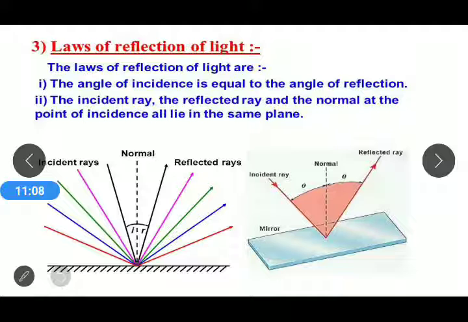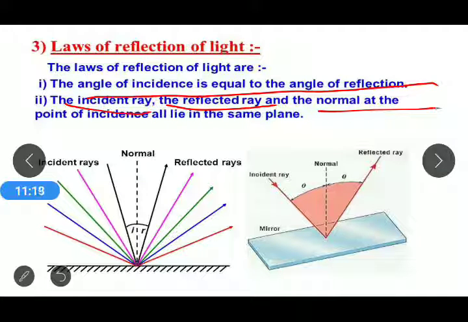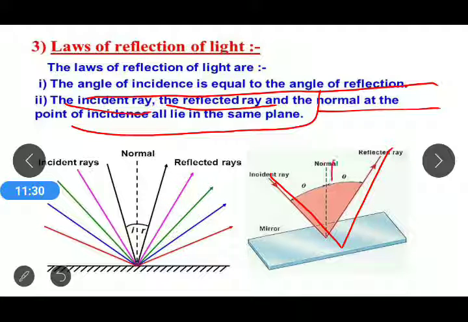Laws of reflection, summarized again: the angle of incidence is equal to the angle of reflection. The incident ray, the reflected ray and the normal at the point of incidence lie in the same plane. Same plane means the incident ray, reflected ray and normal should all be in one plane. As you can see, the incident ray is coming from there, and after the reflection the light is also in the same plane.